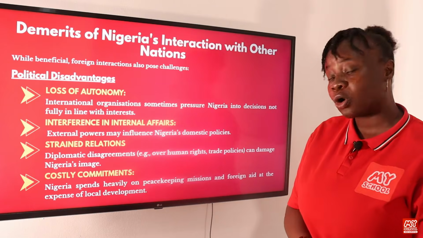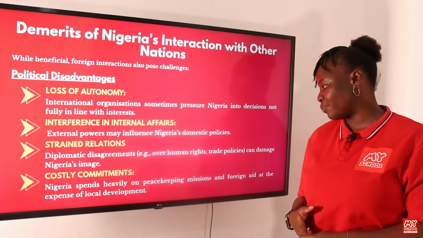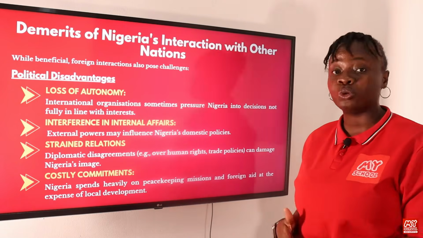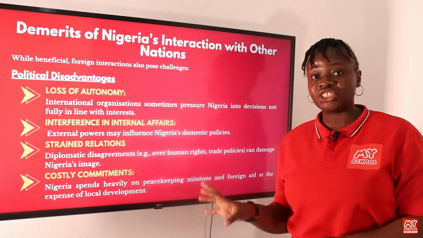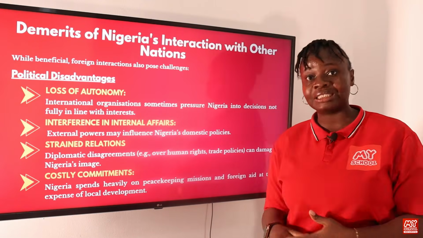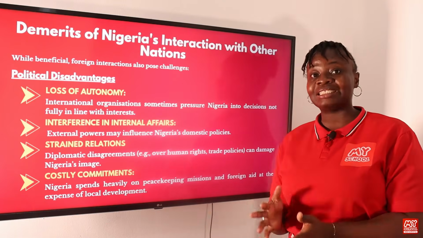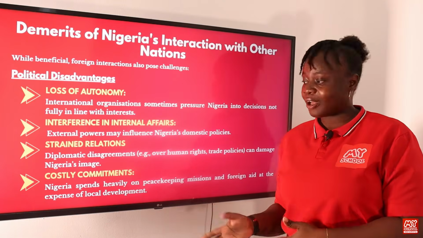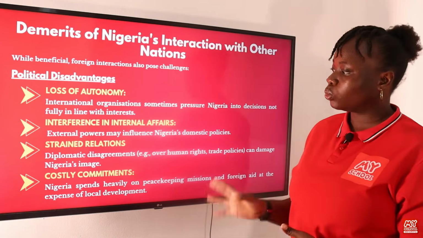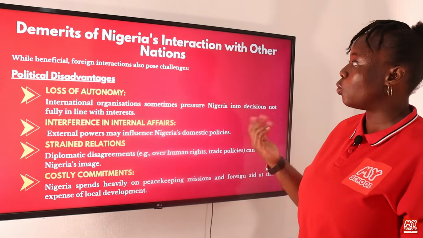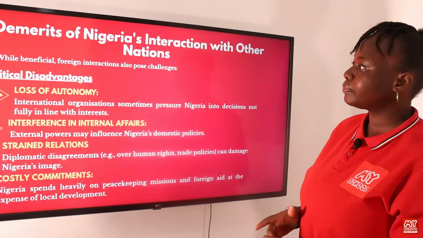Then there's also costly commitments. So Nigeria spends heavily on peacekeeping missions and foreign aid at the expense of local development. So we see a lot of that in our African society, where Nigeria will send a lot of foreign aid, send people who will help to ensure that peace is maintained in some warring parts of Africa. And this means that Nigeria has to spend a lot of money doing that. So costly commitment is another demerit of Nigeria's interrelation with other nations. Let's move on to the next slide.